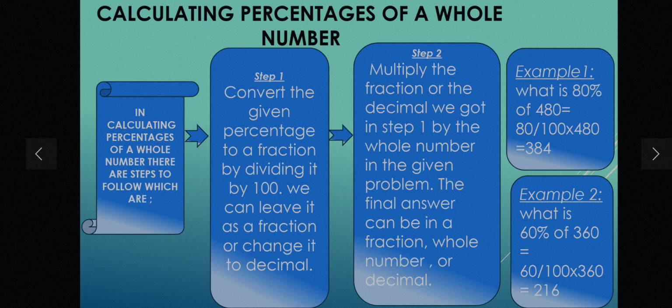That leaves us with 8 times 48, which is what? 384. And our second example here says, what is 60% of 360? Like our first step, 60% becomes what? 60 over 100 after dividing it by what? 100. You can also change it to decimal.